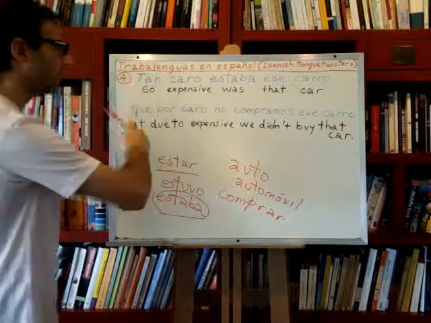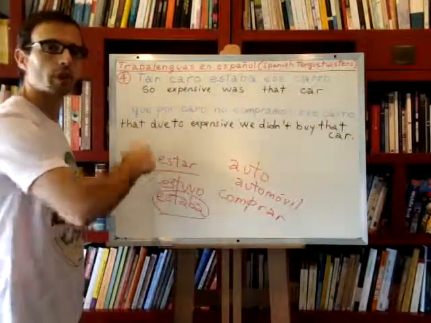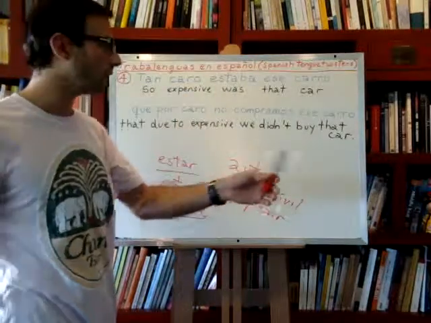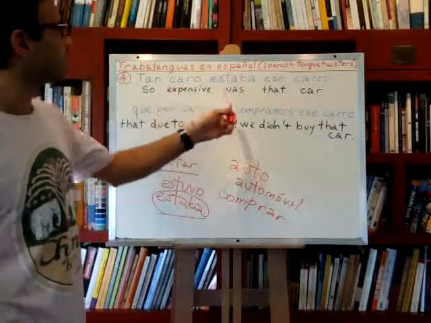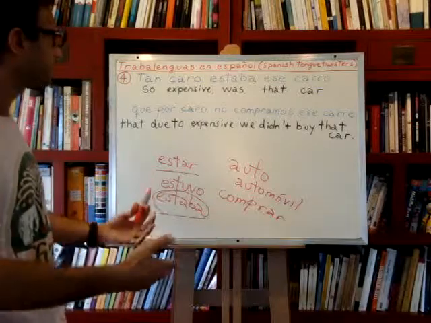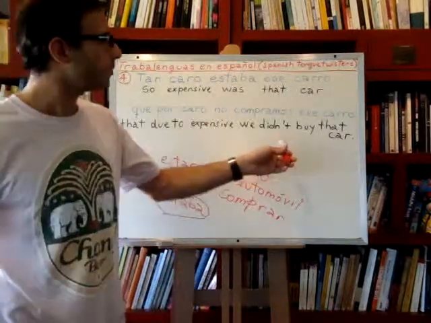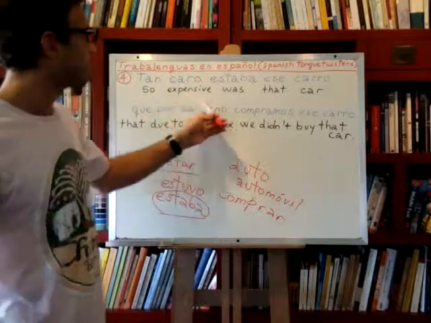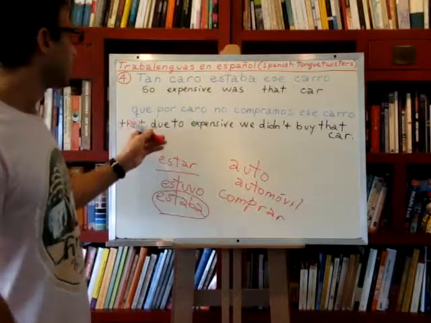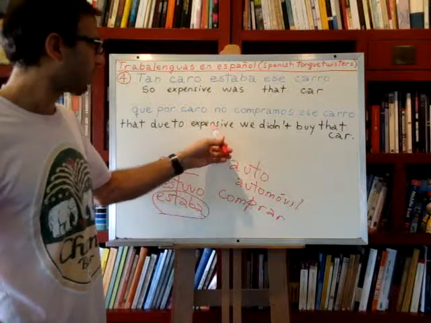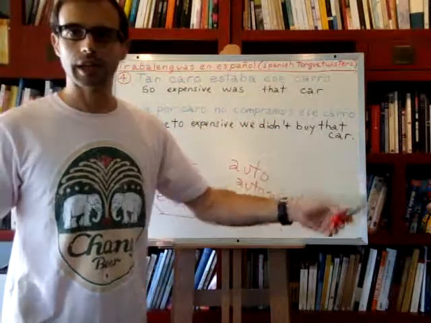Así que el sentido de todo el trabalenguas es el siguiente. The meaning of the whole tongue twister is the following. So expensive was that car that because of that, because it was so expensive we didn't buy that car. Or so expensive was that car that because of the fact that it was expensive we didn't buy that car.